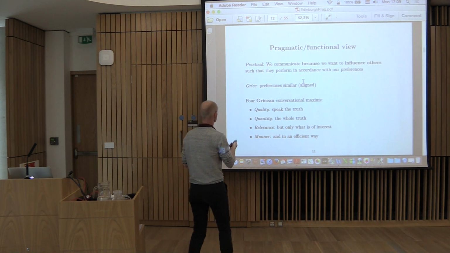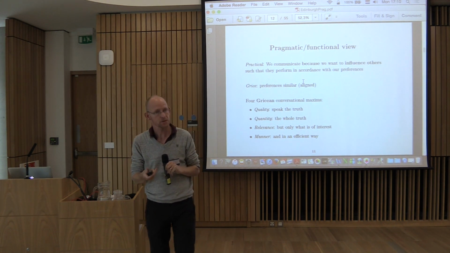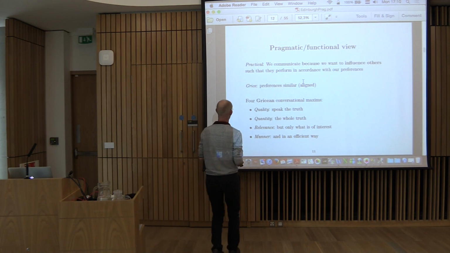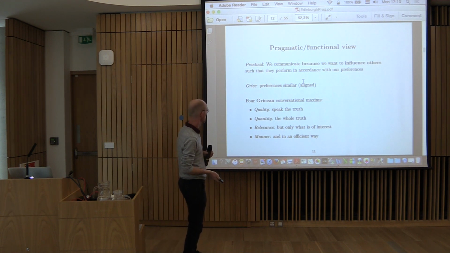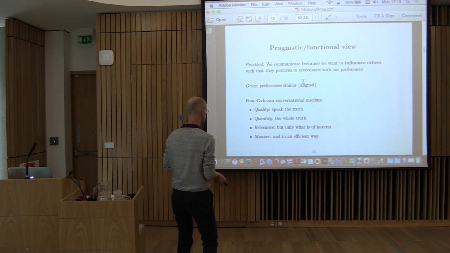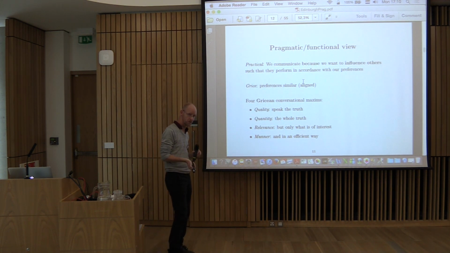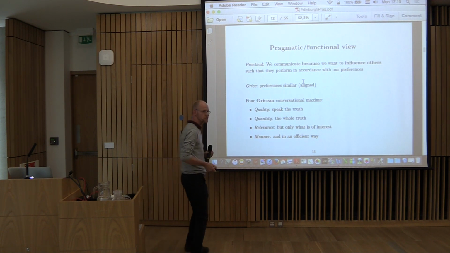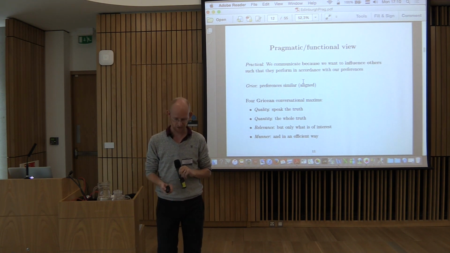Now, Rooij assumed that the preferences are similar. You only play language as a cooperative affair, right? And to account for particular pragmatic ways of thinking about language, he came up with four conversational maxims. That is, quality: speak the truth; quantity: speak the whole truth; relevance: but only what is of interest, because otherwise don't say it; and manner: please do so in an efficient way. That's basically Rooij's way of thinking about language.